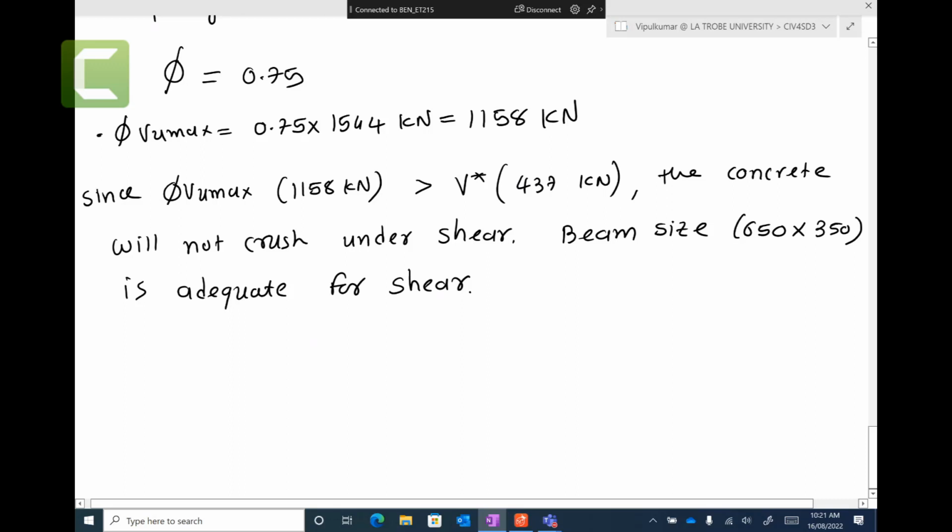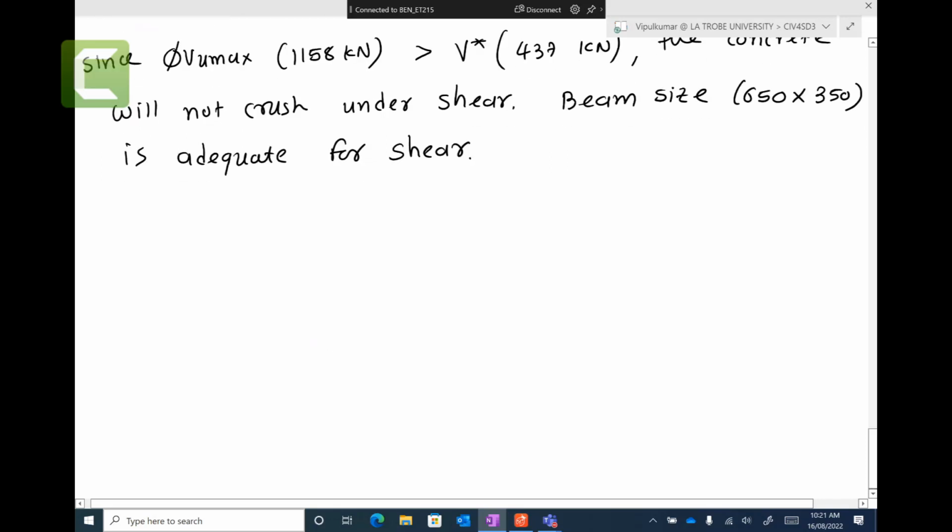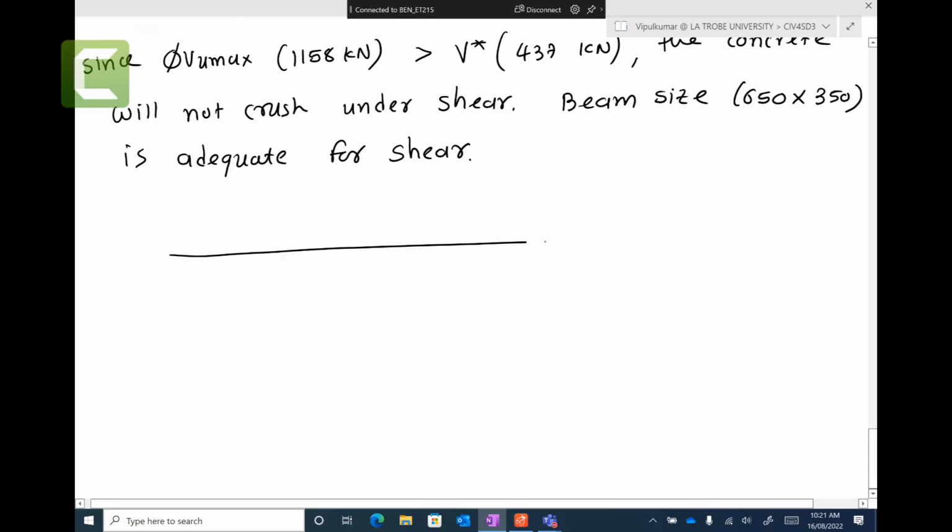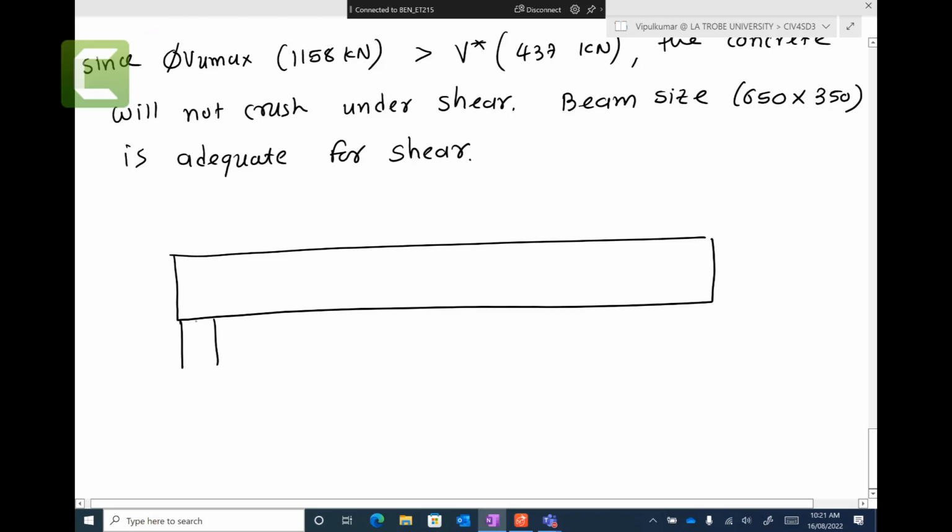Now let's provide the fitments. So we are going to do it in 3 parts. Let's say you have this beam and you have the support at A, support at B, and that is C. So let's say you have a region A, region B and region C. We will just divide the whole beam. So let's work out region A.